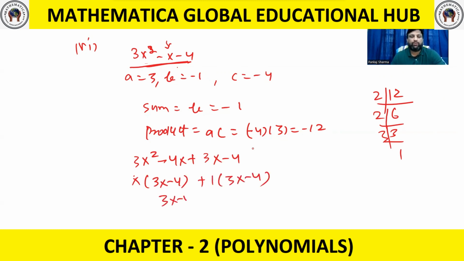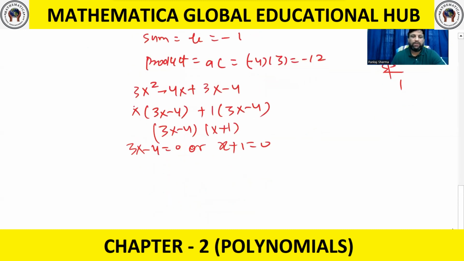So 3x minus 4 and x plus 1. So 3x minus 4 is equal to 0 or x plus 1 is equal to 0. So from here 3x minus 4 is equal to 0, so here we will get x is equal to 4 by 3 or x is equal to minus 1. Clear?